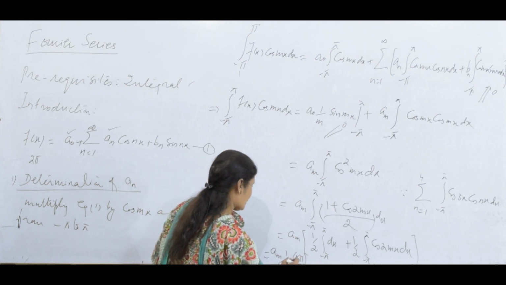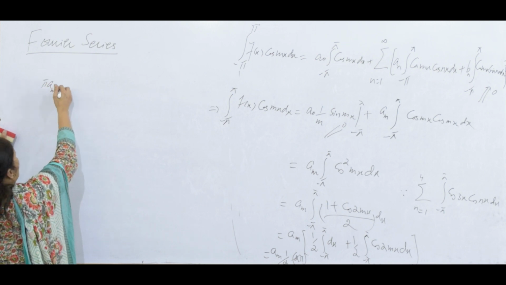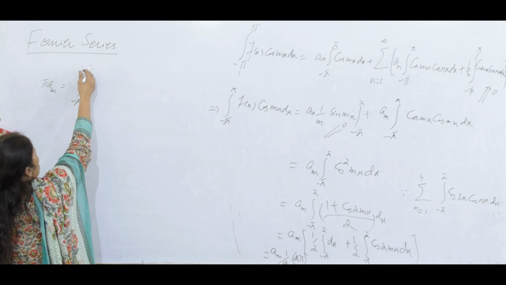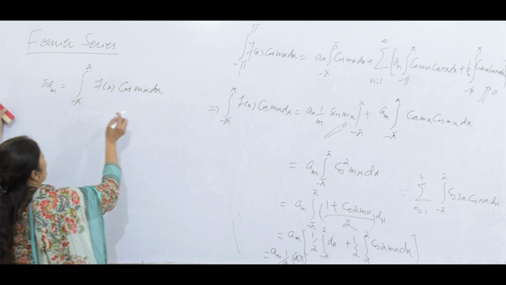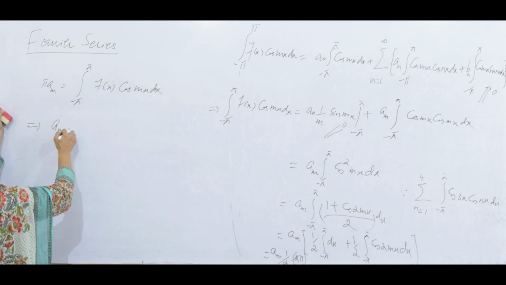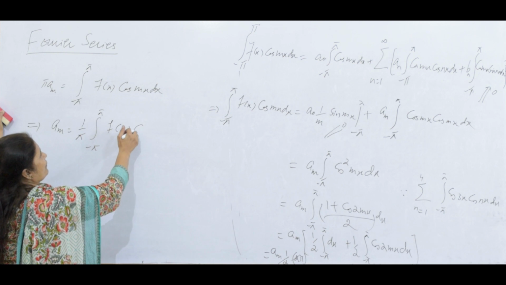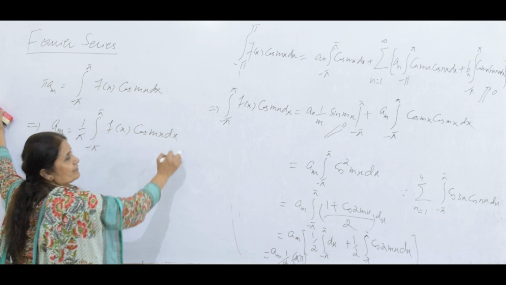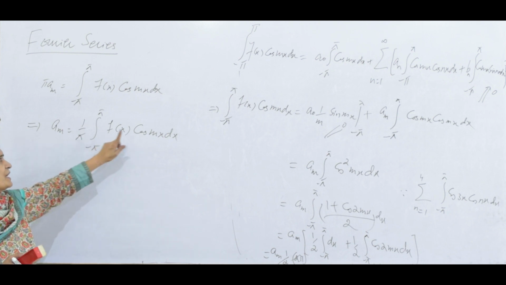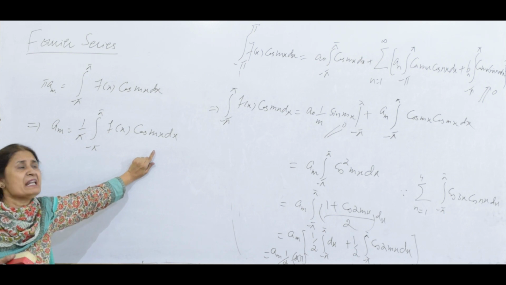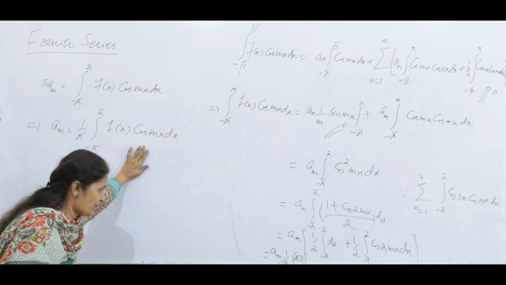The 2 goes, and we are left with pi a_m equal to the integral from minus pi to pi of f(x) cos mx dx. This implies a_m is equal to 1 over pi times the integral from minus pi to pi of f(x) cos mx dx. This is one of the Fourier coefficients, which is a_m we have calculated. Subscripts are going to be changed accordingly, because we are talking about n, so you can replace m by n. So this is the formula for one of the coefficients we have determined.